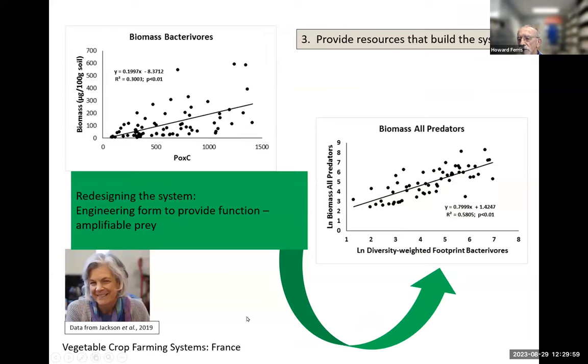Here we worked with Dr. Jackson, who was at that time working in France, and looked at the biomass of bacterial feeding nematodes in relation to readily oxidizable carbon. As the readily decomposed carbon increased, we saw more bacterial feeding nematodes, which we'd expect. Then we relate the biomass of predators to the metabolic footprint of the bacterial feeding nematodes. The more abundant the bacterial feeding nematodes, the more nematode predators we get.